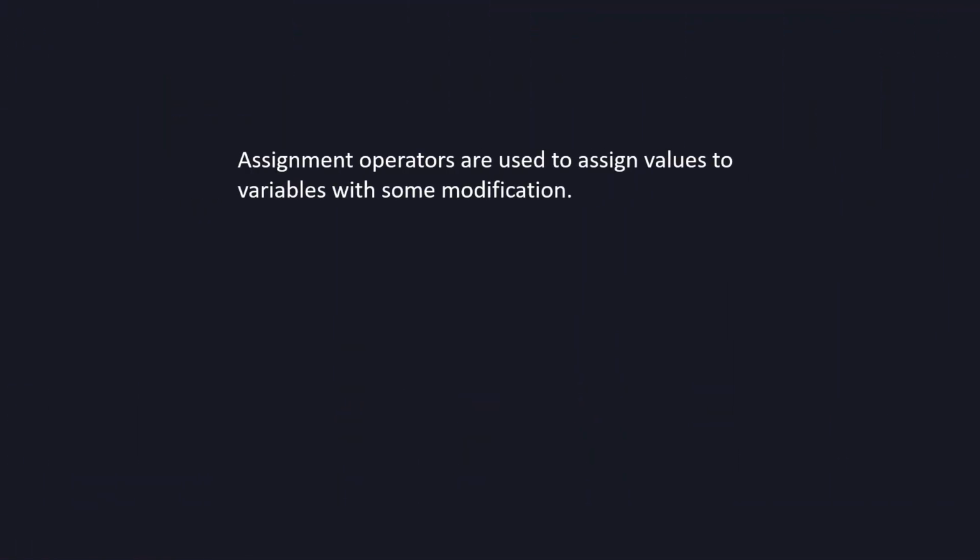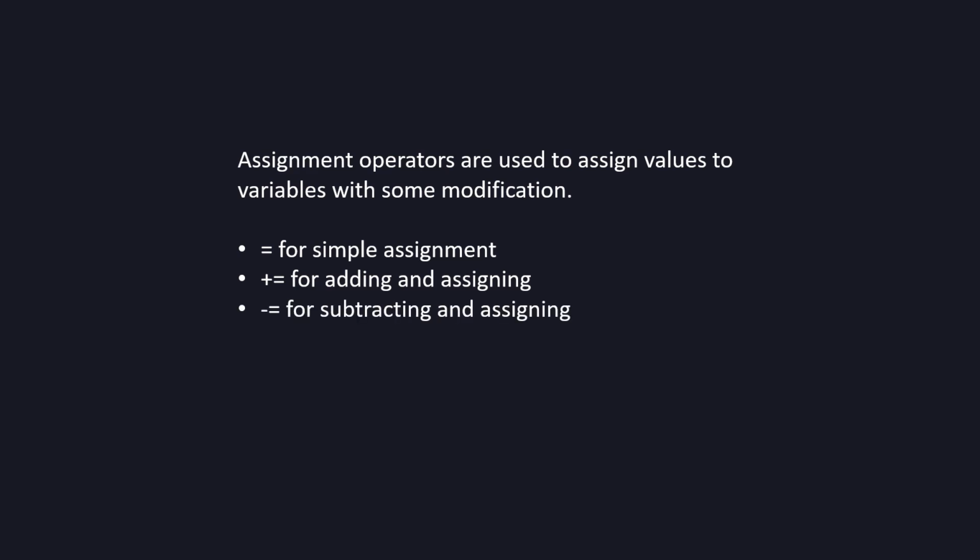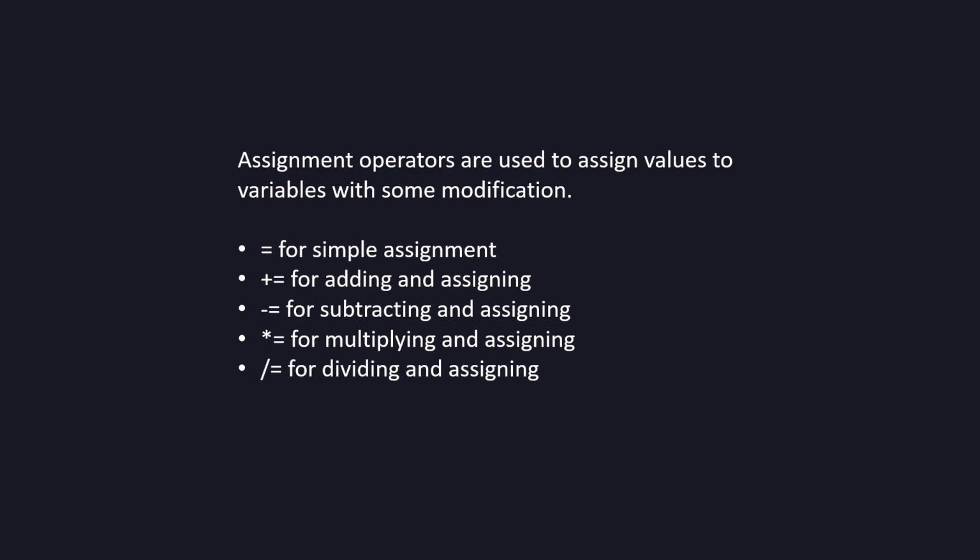Assignment operators are used to assign values to variables with some modification. The basic assignment operators are equal to sign for simple assignment, plus equal to sign for adding and assigning, minus equal to sign for subtracting and assigning, star equal to sign for multiplying and assigning, / equal to sign for dividing and assigning.